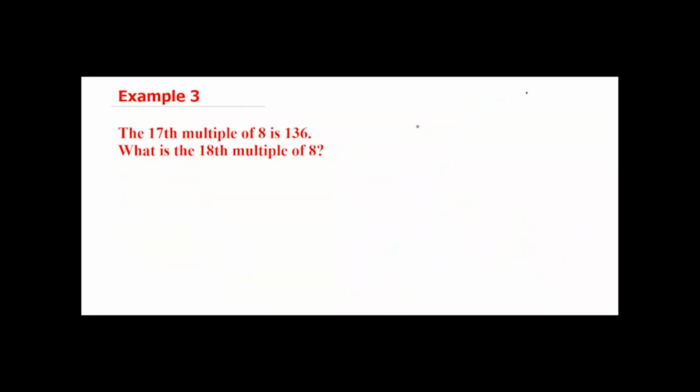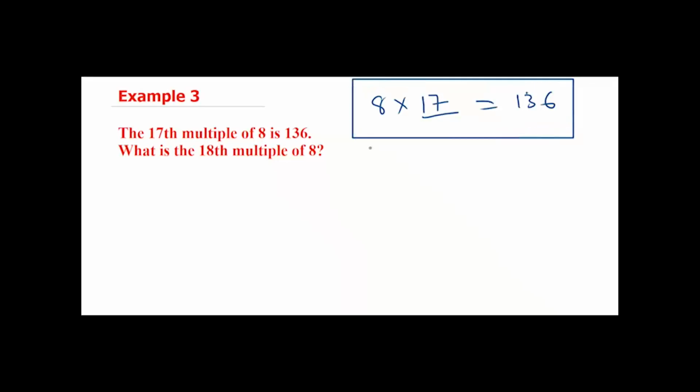This is another question. The 17th multiple of 8 is 136. So the position is 17. That means we want to get the multiple of 8. So you have 8 times 17. So the position is 17, and the answer is 136. So what you are given here is a fact, and from that fact you can get the next multiple that will be required of you.